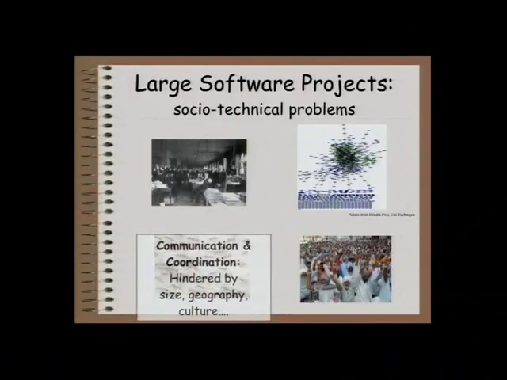Open source projects are special in this sense. They have all the problems that you see in traditional closed source projects. For example, you have a lot of communication and coordination going on in open source projects, which is affected by the distributed aspect of it. And a lot of this data is actually available. You can see how people talk to each other, how they work with each other, and so on.